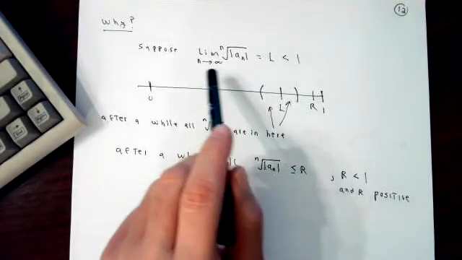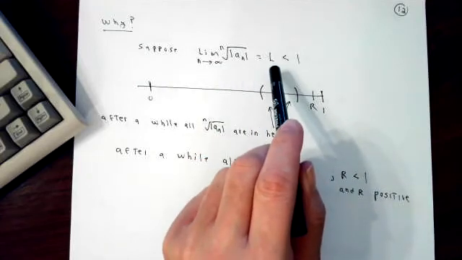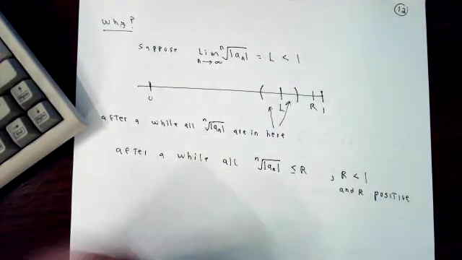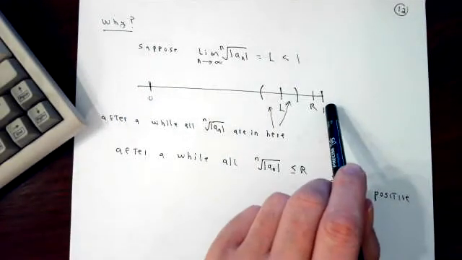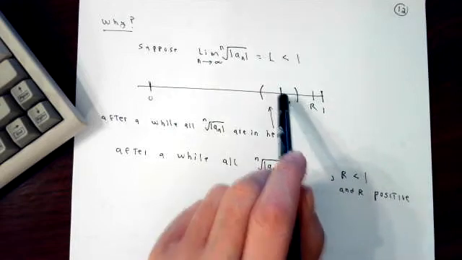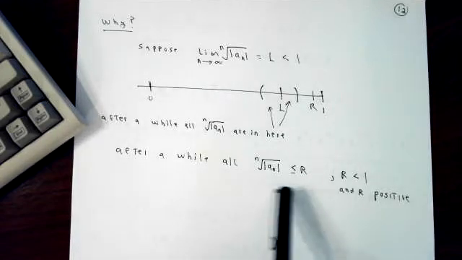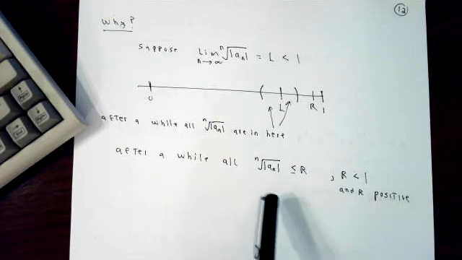Suppose that this limit that we're calculating is some real number L, which is less than 1. We'll draw the usual picture. There's 0, there's 1. L is less than 1, so there's some number R between L and 1. R is strictly less than 1, and all of these root quantities that I'm calculating are certainly no bigger than R. After a while, all of these quantities, which are non-negative, are less than or equal to R.